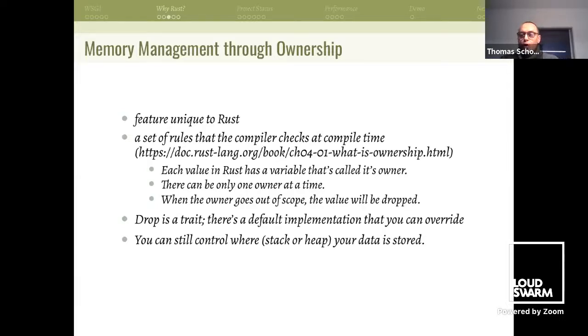And now dropping actually is a trait, a trait being the Rust version of an interface. And there is a default implementation for dropping a value, and you can override it. And also, you can still control in Rust where your data is stored. It's a systems programming language, so it allows you to do low-level tasks, and you can control what kind of memory you are using for your data.